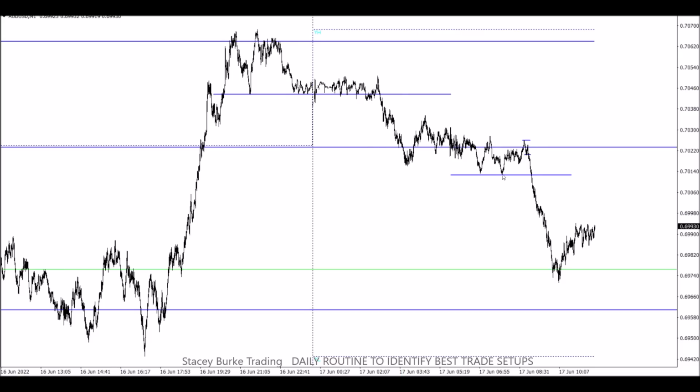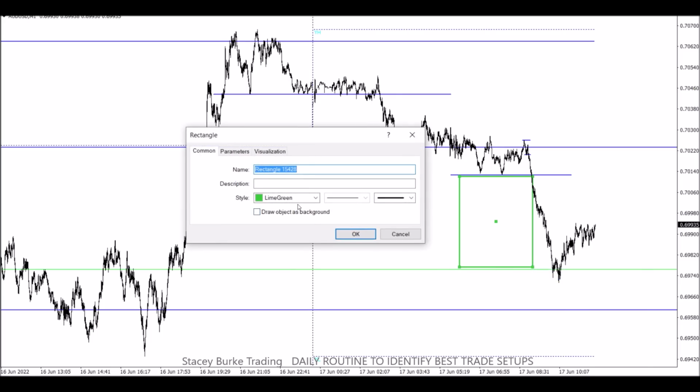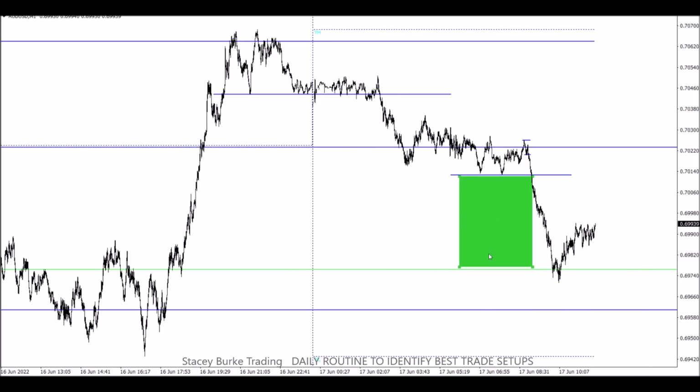I'm looking for easy things. Peak formation, the high was already locked in. There's a big space here. Again, we talk about space all the time. Does the market have room to fall? And I'm just looking for simple stuff.